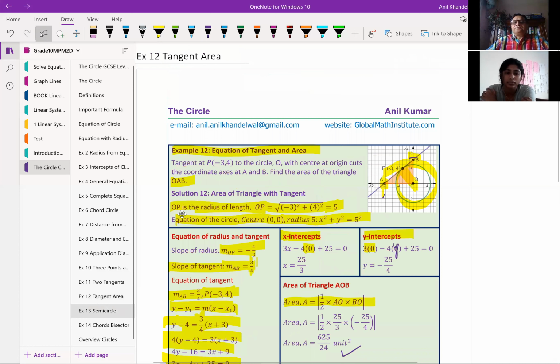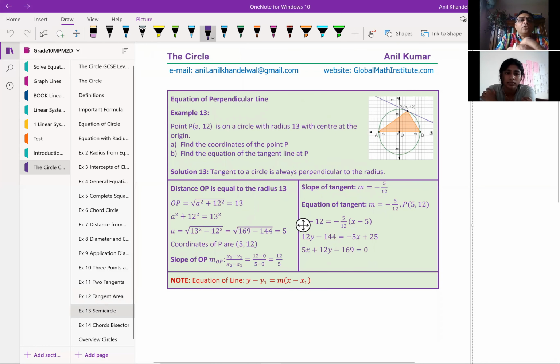Example 13. We are now looking into the equation of a perpendicular line, which is basically a tangent. I think it's kind of a repetition of the last question. Point P, this time we are not giving you the point. We are saying (a, 12) is on the circle with radius 13. We have given you the radius this time. So, a slight variation: we are not giving you the point, but we are giving you the radius and the point as (a, 12), with the center at the origin also given to you.